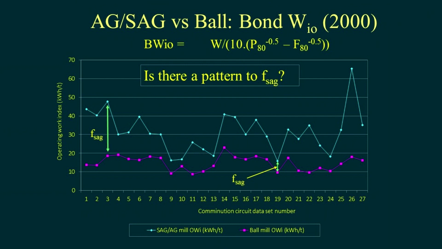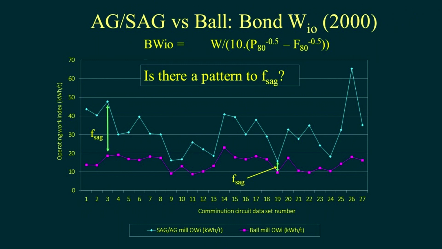In those days, if you read the literature, you will see the FSAG term. It keeps on coming up and it keeps on coming up. And in the literature, that FSAG was described as a factor that you had to apply to equations like Bond to account for the fact that AG and SAG mills were not efficient machines. Because the conclusion in those days was, if ball milling is here in terms of efficiency, AG and SAG milling is down here. They are less efficient. And this FSAG value, if it was much bigger than one, it meant that in this particular case, the SAG mill was really inefficient. If you could get an FSAG down to one, it means it was as efficient as ball milling.